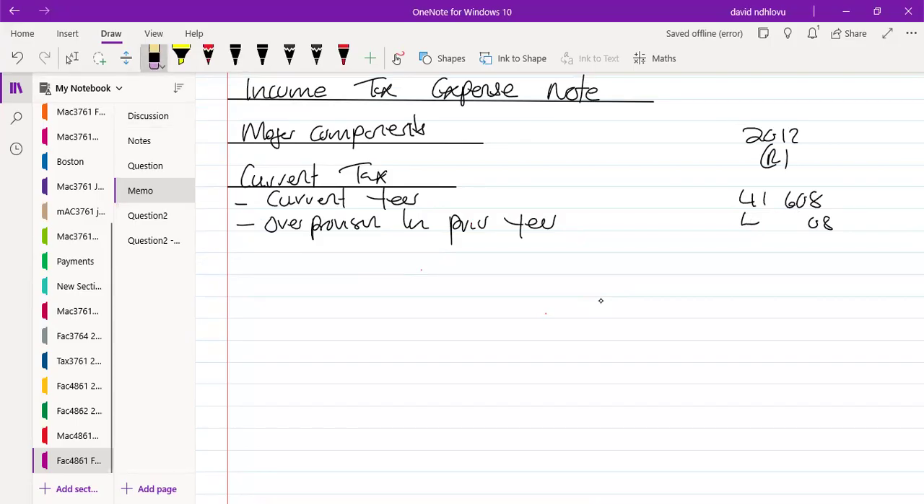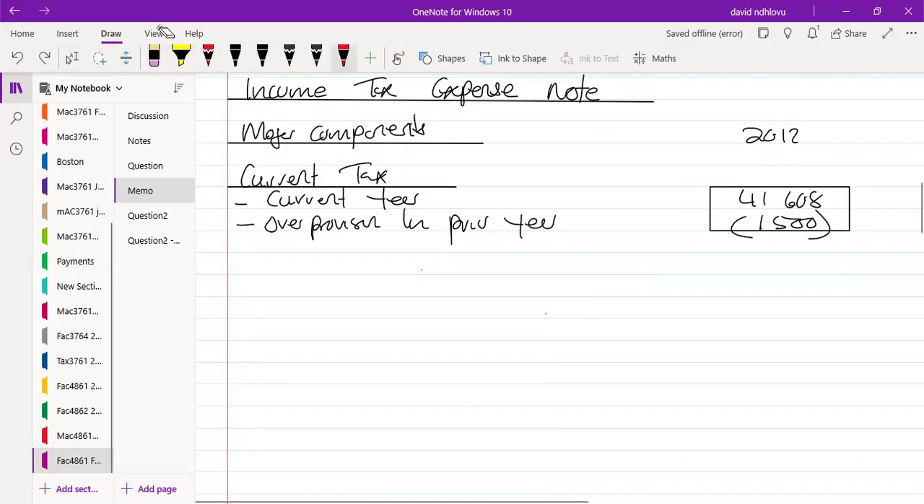41,608. Then you say in the previous year, you overcharged yourself taxation. So therefore, you are now allowed to reduce that tax amount in the current year. If it's an over provision, you deduct from current tax. Are we clear, good people? Right, are we understanding that? Yes. Right, so you have to deduct from the current tax to correct the error in the prior year. So where current tax is concerned, that is what you do.